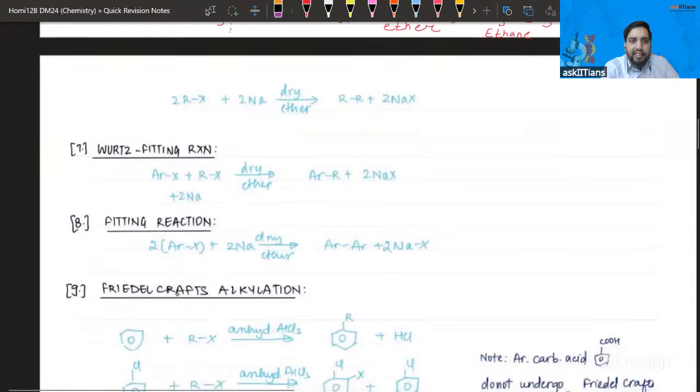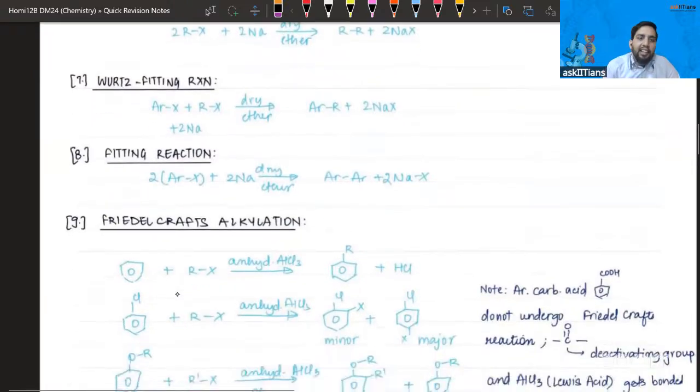Next reaction is the Wurtz-Fittig reaction. In the Wurtz-Fittig reaction, we have to take one alkyl halide and another halobenzene or haloarene. So again, the reaction is the same. R and Ar are going to combine to give alkyl benzene and NaX.